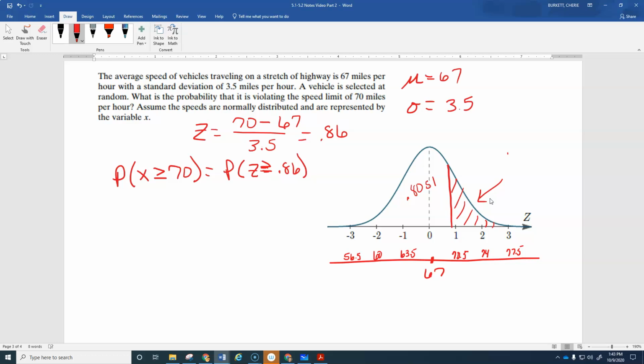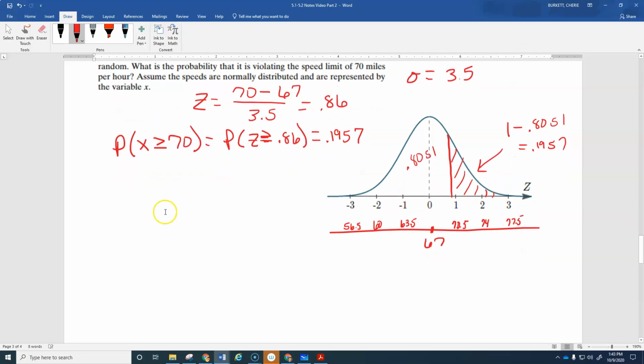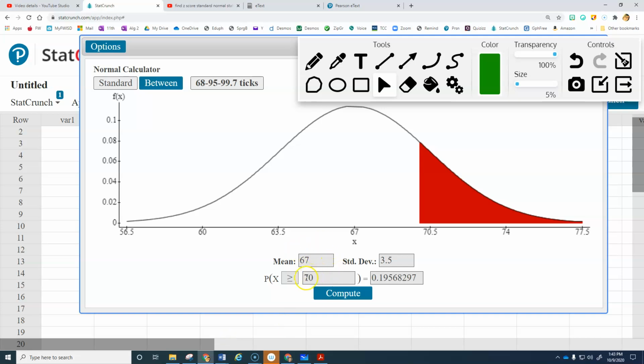So how do I find the area to the right? 1 minus the area to the left. 1 minus 0.8051, and that comes out to be 0.1957. And of course we can go to StatCrunch and we say greater than 0.86. There it is. Okay, I think that's it.